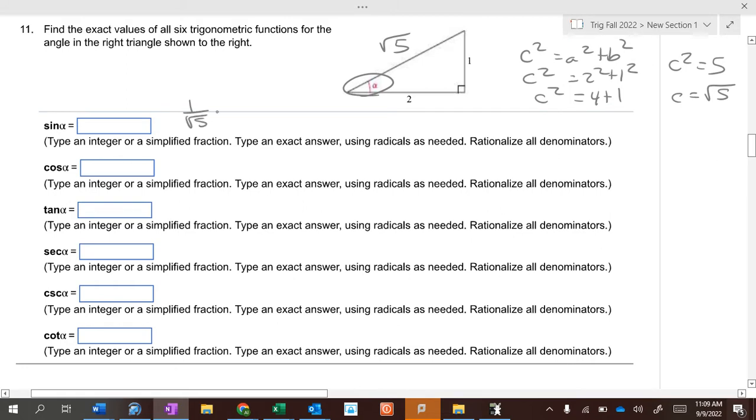1 over square root of 5. Can we leave square root of 5 on the bottom? No. Multiply top and bottom by square root of 5. You get square root of 5 over 5.